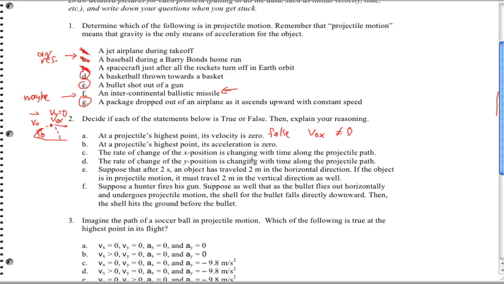At a projectile's highest point, its acceleration is 0, also false. A in the x direction is 0, because it's always 0. But A in the y direction remains negative g. Now, the rate of change of the x position is changing with time along the projectile path. It's a deep way of saying, is it accelerating? And the answer is no, it's not accelerating, because ax equals 0. And here, yes, ay is negative g.